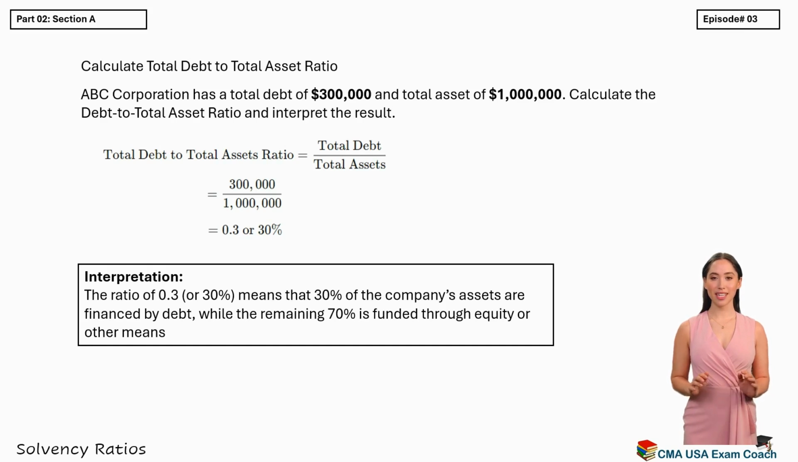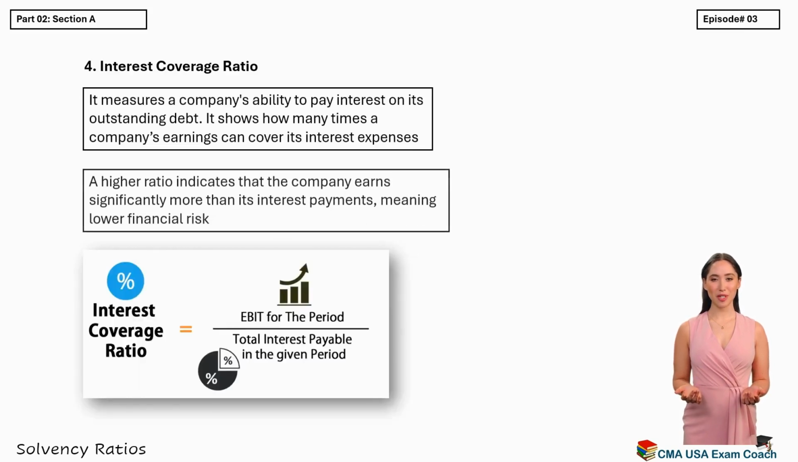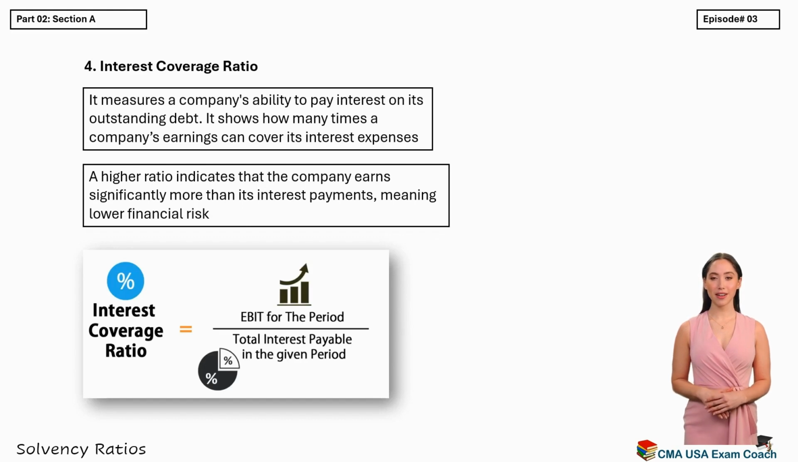Now, let's talk about the interest coverage ratio. This ratio measures a company's ability to meet its interest payments using its earnings. In simple terms, it tells us how many times a company's operating income can cover its interest expenses. A higher ratio indicates that the company has strong earnings and can easily cover its interest obligations. This suggests lower financial risk and a healthier financial position.